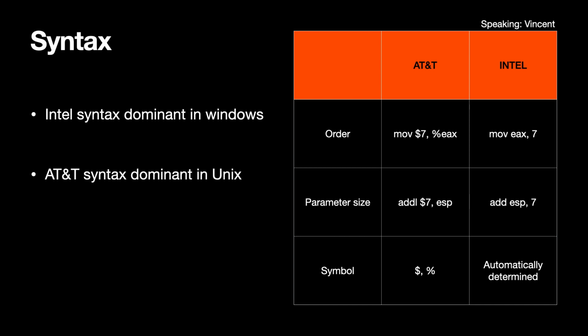In AT&T syntax, we place the source before the destination in every instruction, while in Intel, we place the destination before the source. Furthermore, with AT&T syntax, every mnemonic is followed with a letter indicating the size of the operand. For example, we have Q for quadword, W for word. While in Intel, we don't do that. Finally, in AT&T syntax, immediate values are prefixed with a $ sign, while registers are prefixed with a percentage sign. In Intel, the assembler automatically detects the types of symbols, whether they are registers, constants, or anything else.